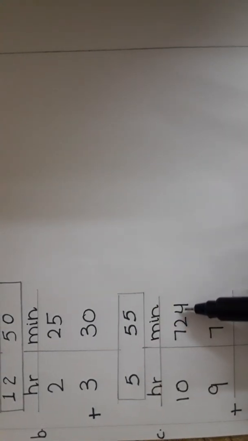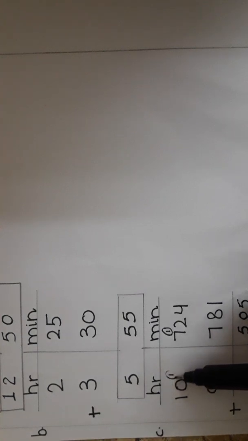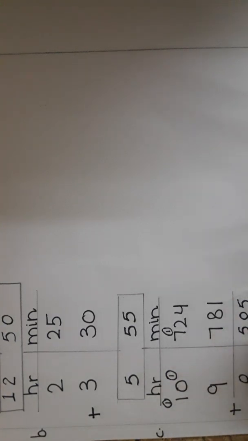10 hours 724 minutes, 9 hours 781 minutes. Okay, so 4 and 1 is equals 5, 8 and 2 is 10. So as you know that we will choose the right digit, 0 will come here and 1 will move here. 7 and 7 is 14, 14 and 1 is 15. Again we will choose the right digit here and we will move the next number to the next place. 9 and 1 is 10. Again we have two digits, so we will choose 0 and 1 will move to this side. We will choose the right digit and the left digit will move to the left side. 1 and 1, 2. 20 hours, 505 minutes.